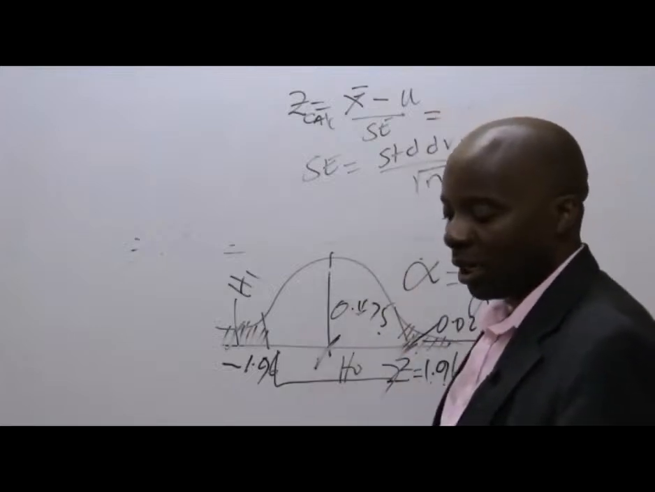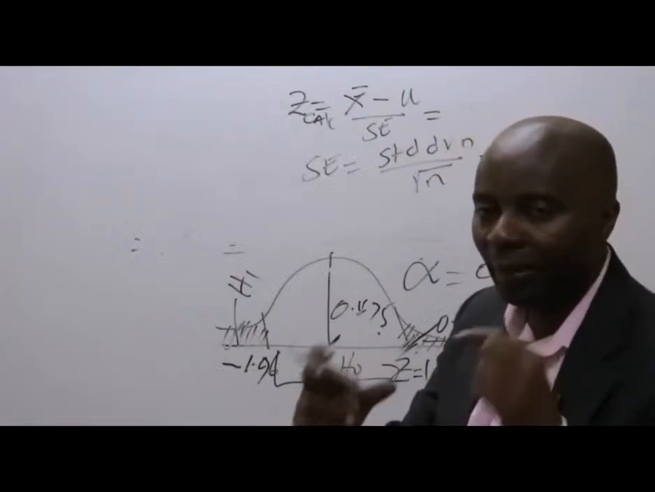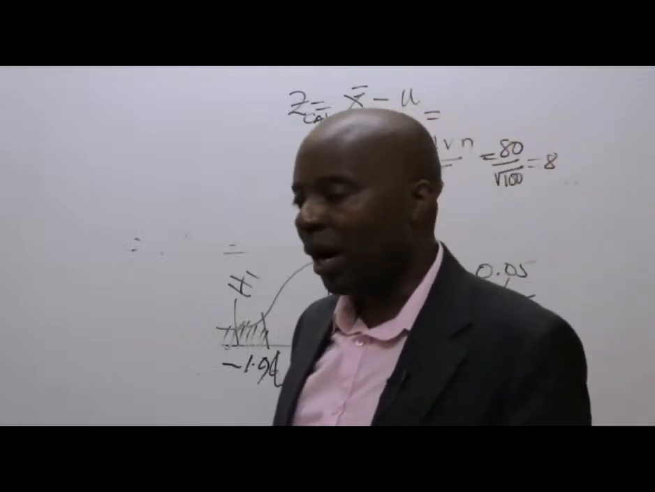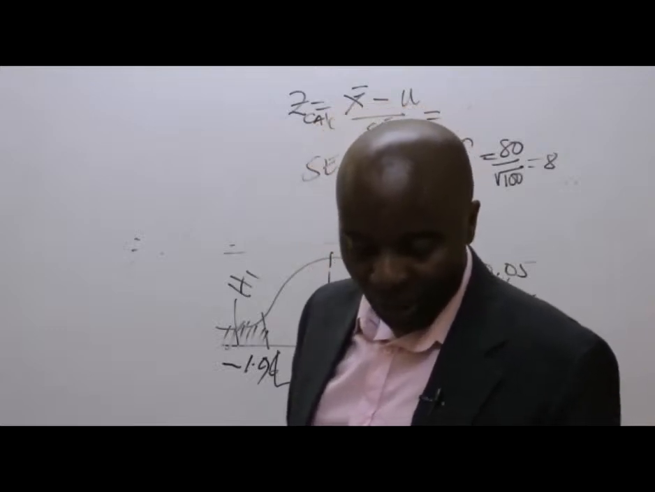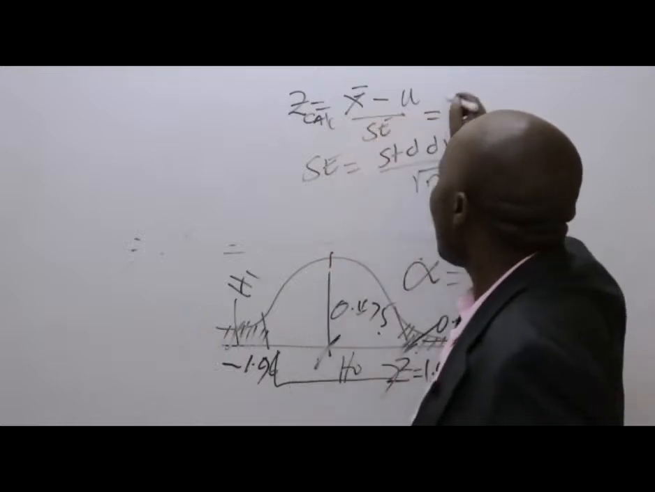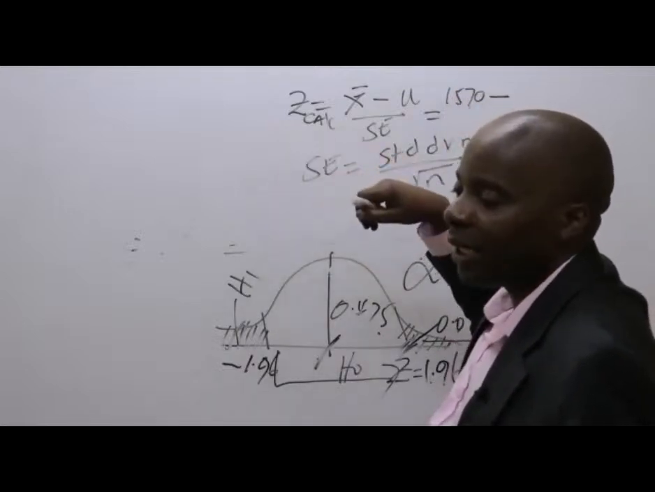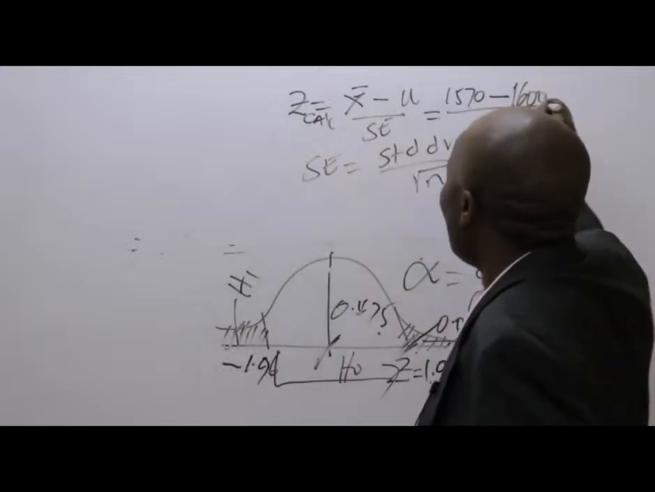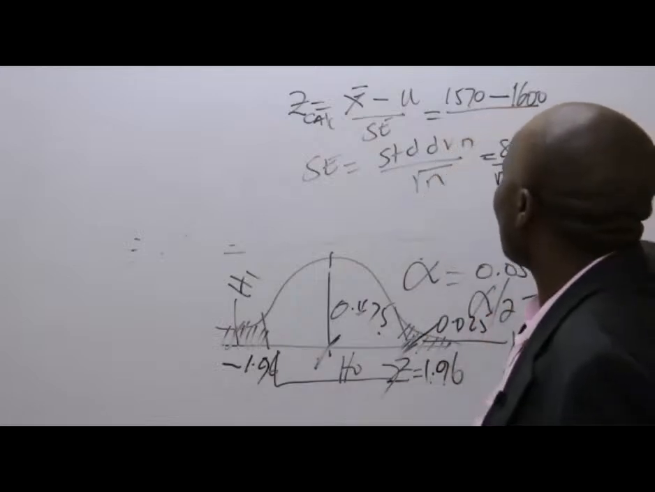So X bar, what is our X bar? Remember, X bar is the sample mean. Please write somewhere there that X bar is the sample mean. Our X bar, the one that we sampled, is 1570. So we have 1570 minus mu, the population mean, the one that is being tested, which is 1600, all over the standard error that you guys got correctly, which is 8.